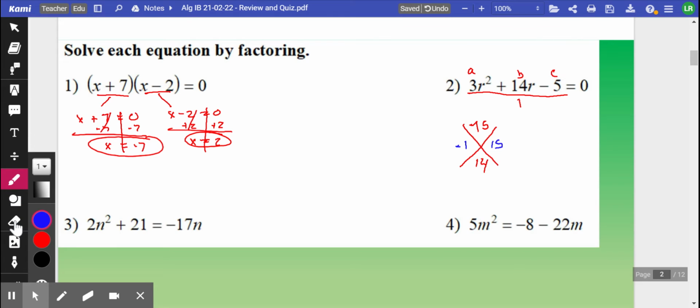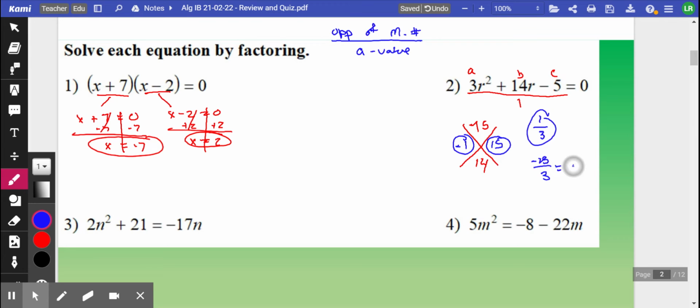Okay. Now I'm going to do the shortcut. And reminder of the shortcut, it is opposite of your magic number divided by whatever the A value is. So opposite of negative 1 is positive 1 divided by my A value, 3. So 1/3. There's one of my answers. Opposite, so that'd be negative 15 divided by my A value. Negative 15 divided by 3 is negative 5. So my solutions are 1/3 and negative 5.